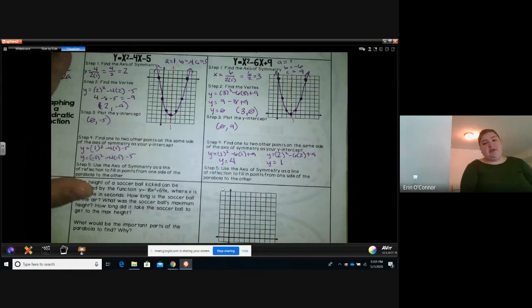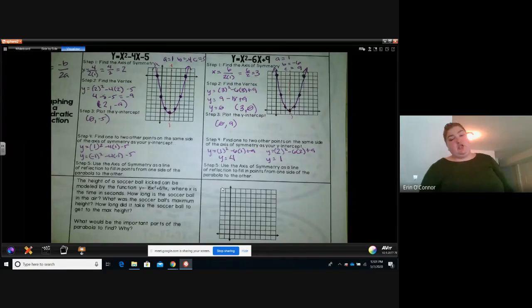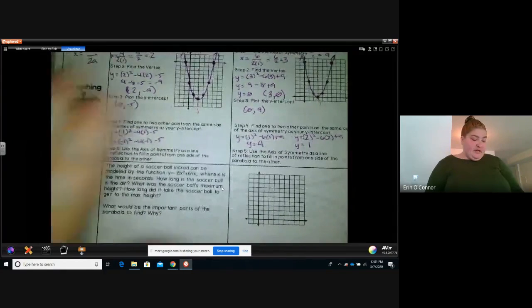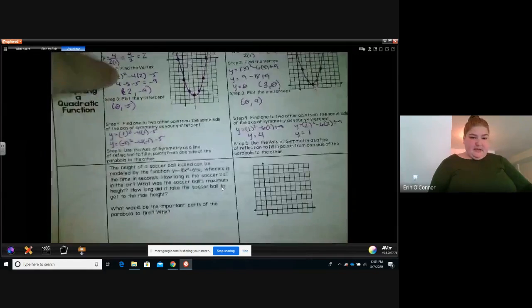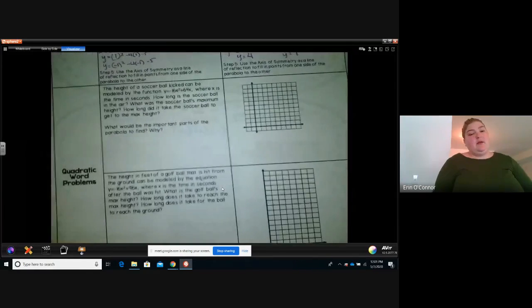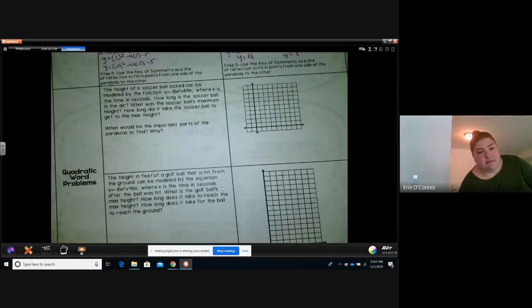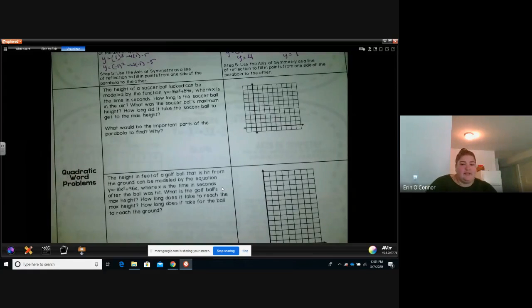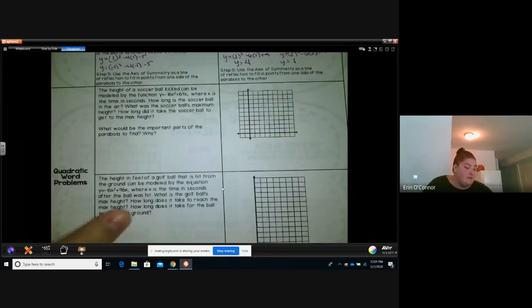And again, this is only if you don't have Desmos and you are strictly using your brain to figure all this out. Okay. Let's look at a couple of quadratic word problems. We're definitely going to come back to doing this in just a second, but let's look at some quadratic word problems. The height of a soccer ball kicked can be modeled by the function y equals negative 16x squared plus 64x. And I'm going to be real.